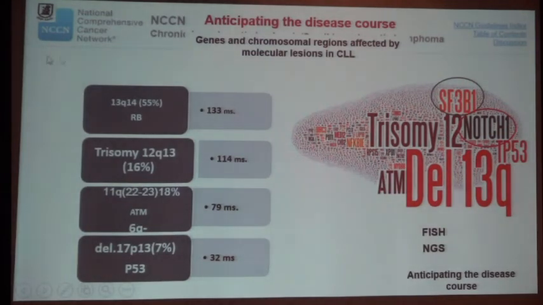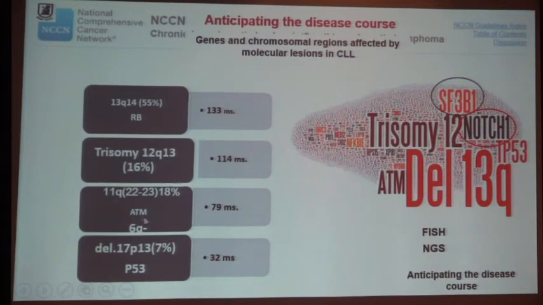Of course, we know that this is the mutation study, and we should also do all the cytogenetic abnormalities. Interphase FISH is very important to identify 13q, which is the RB abnormality, or trisomy 12, or 11q, which is a bad prognosis.